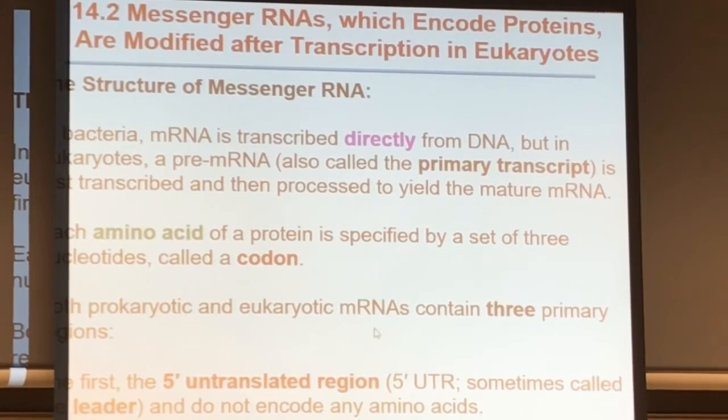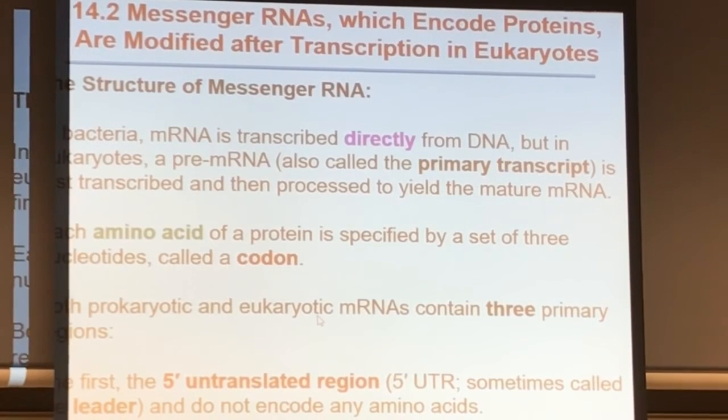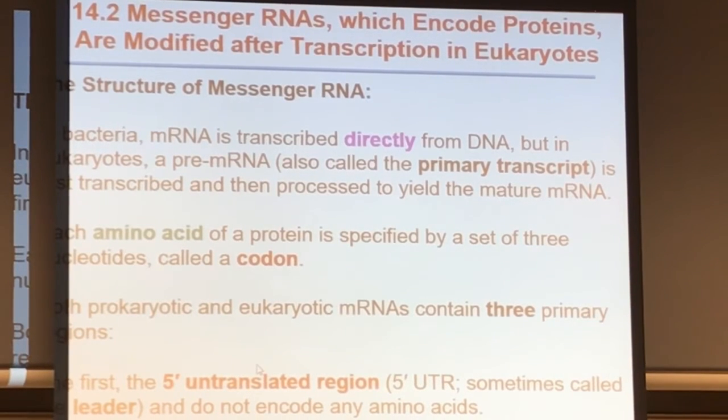Both prokaryotic and eukaryotic messenger RNAs contain 3 primary regions. It could be bacterial or eukaryotic, 3 regions. The first is the 5' region, then in the end you have the 3' region, and in between is the coding region. The 5' region, the beginning of the messenger RNA, is referred to as the 5' untranslated region, also called the leader sequence, because ribosomes do bind on the 5' region.